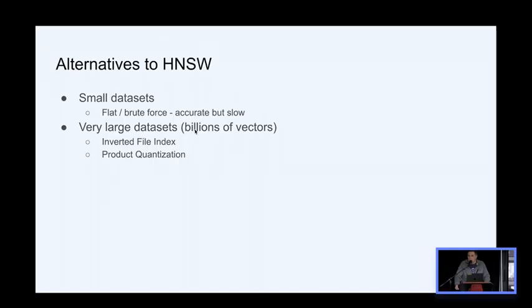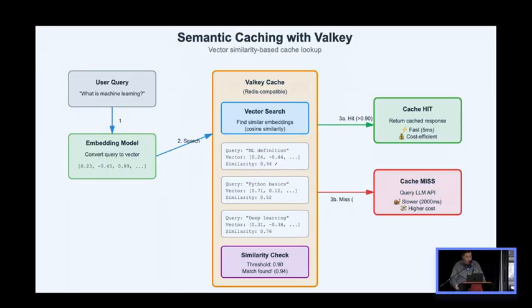And if you don't want to use HNSW, you don't have to. Like I said, brute force will work fine. And if you have very large data sets, then there are approaches called inverted file index and product quantization. But HNSW is probably the most common. So let's try to put it all together. Let's say we have a Valkey with vector search module, with Valkey search. And we have 3 documents indexed there.